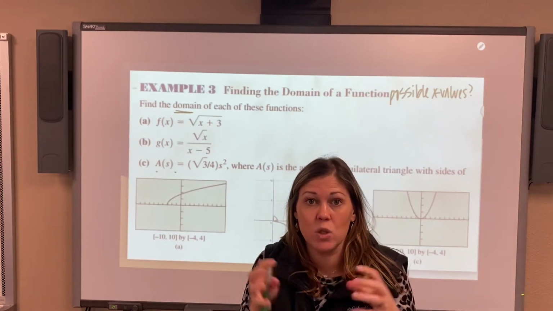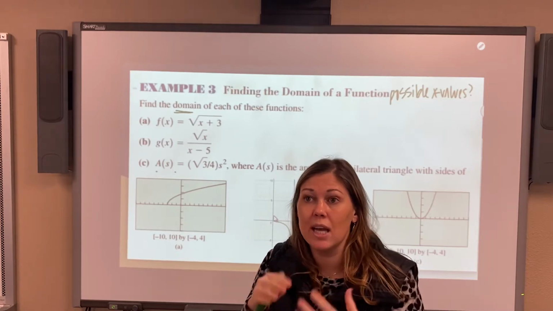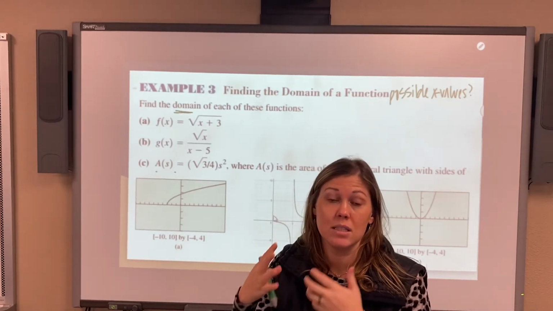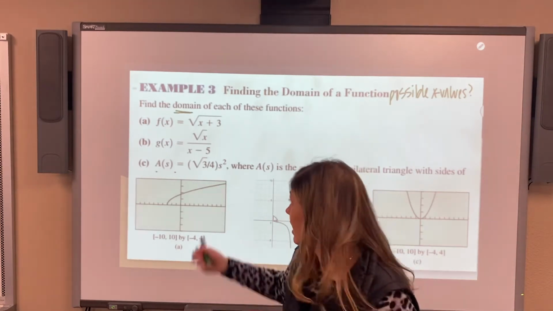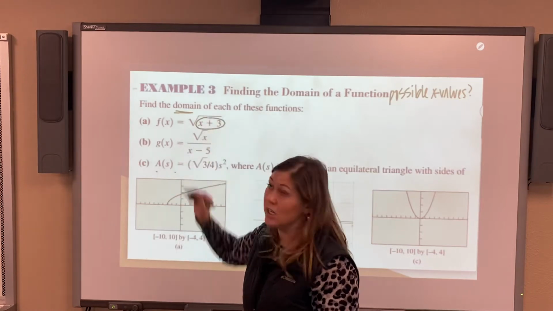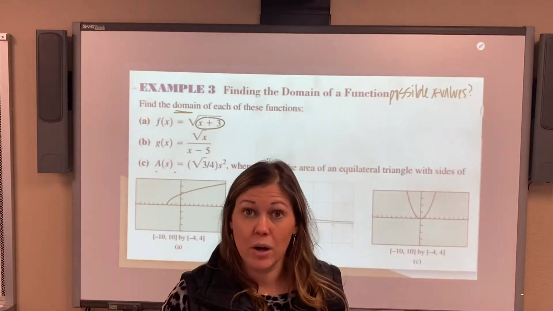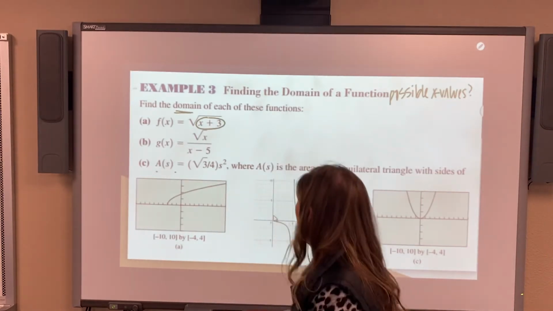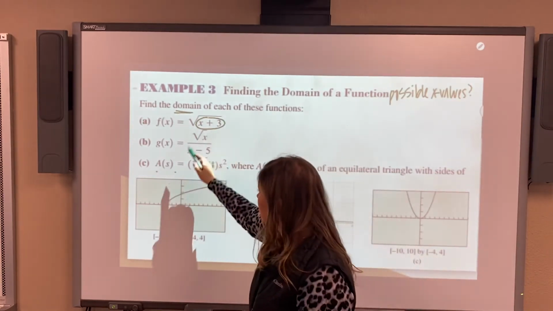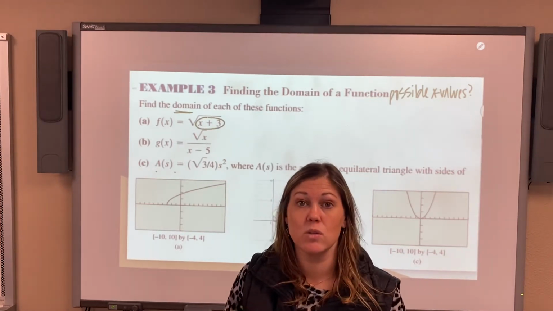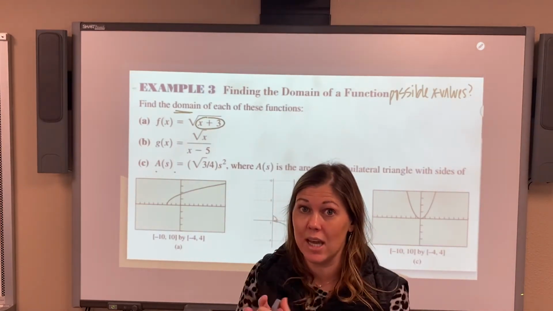So if you think about a square root, okay, we cannot take the square root of a negative number. So if we see a square root like in A, we have to think this inside under here cannot be a negative number, okay? We also need to think about with fractions, your denominator cannot be 0. Okay, so those are some limitations that we're going to take into play.